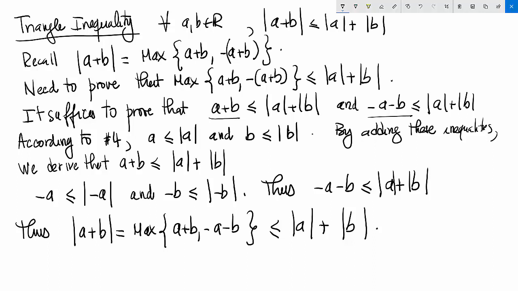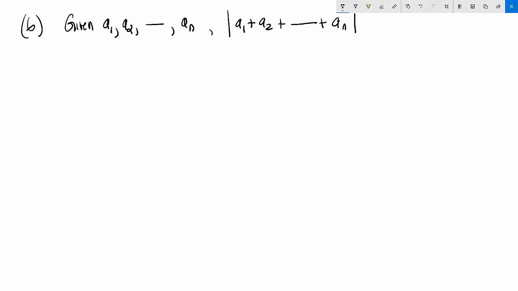Part 6, which is the generalized triangle inequality, is essentially obtained by induction. So for number 6, which is the following, given a1, a2 all the way to an, the absolute value of their sum is less than or equal to the sum of their absolute values. This is what we want to show. This is the claim, and the proof will be by induction.